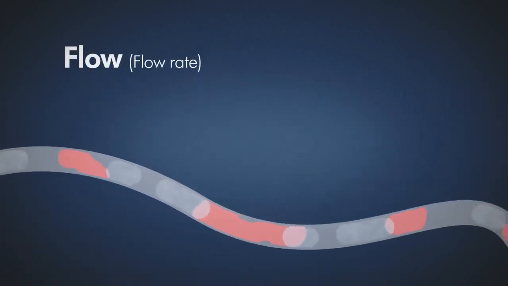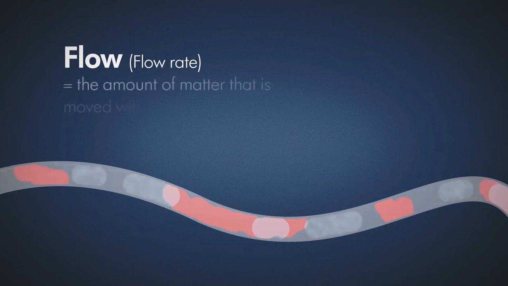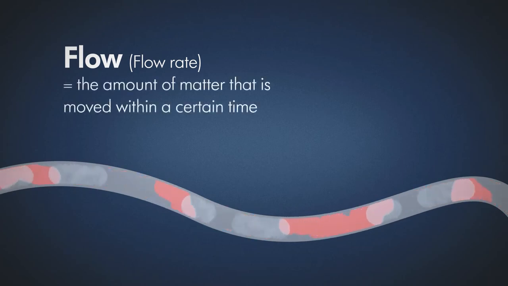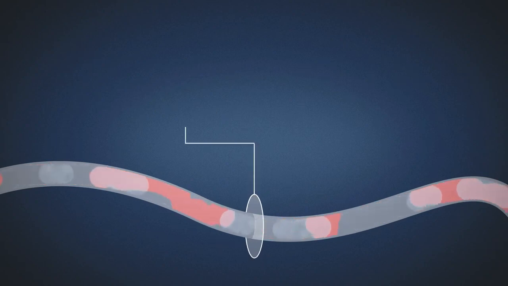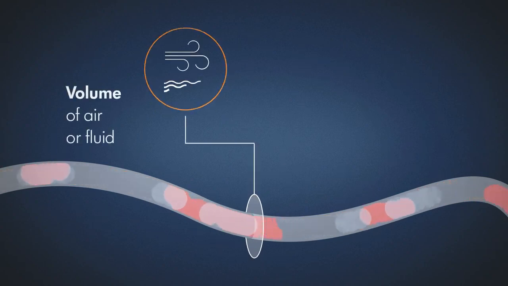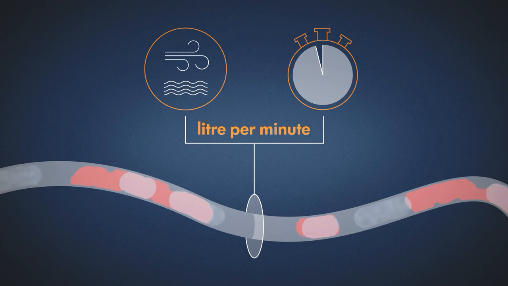Flow, or flow rate, is a measurable quantity. It refers to the amount of matter that is moved within a certain time. Flow is measured by the volume of air or fluid moved per minute. The unit is liters per minute.